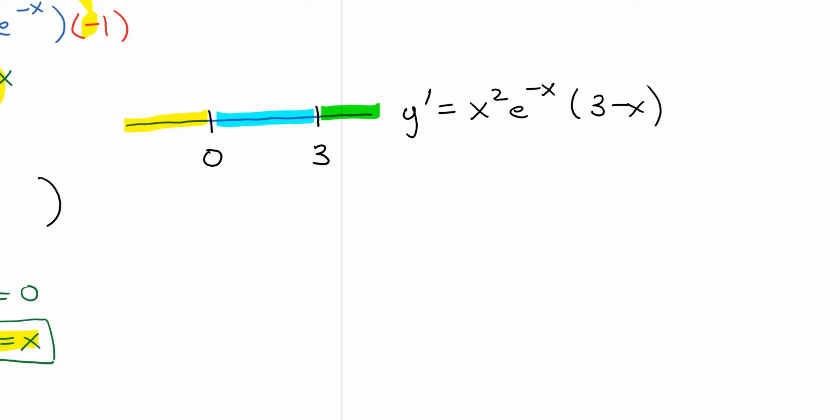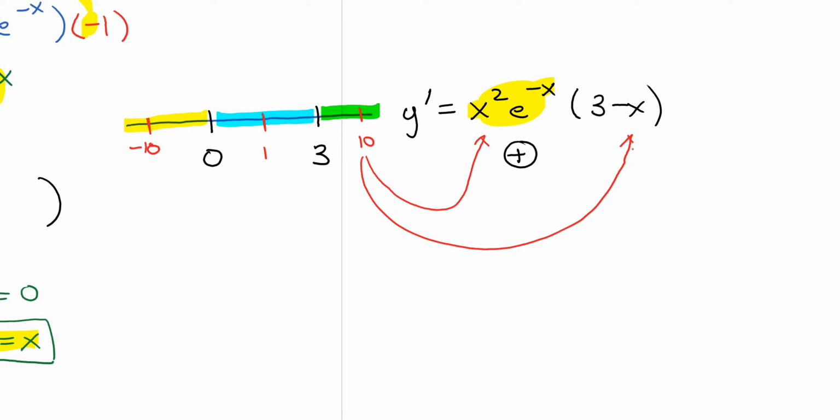A number in the yellow region that you could try is -10. A number in the blue region that you can try is probably 1, and a number in the green region could be maybe +10. And you want to plug those numbers in there and see what happens. If I take this 10 and plug it into this expression right here, that just gives me a positive result. And then if I take this 10 and plug it over there, 3 minus 10 gives me a negative result.